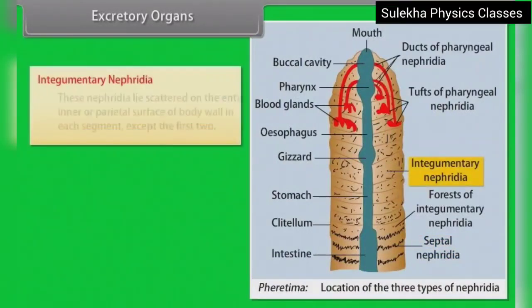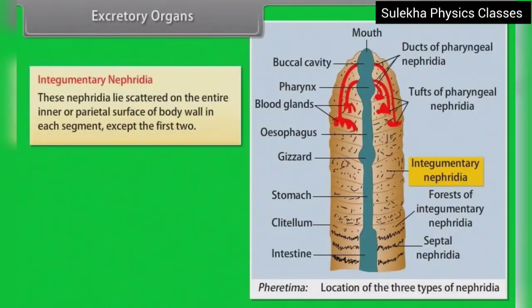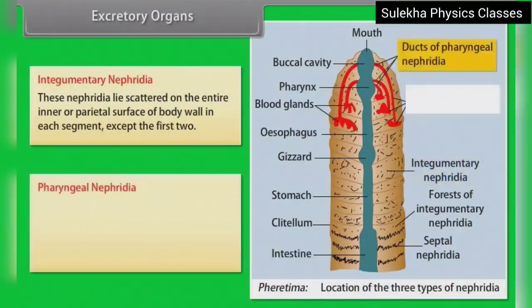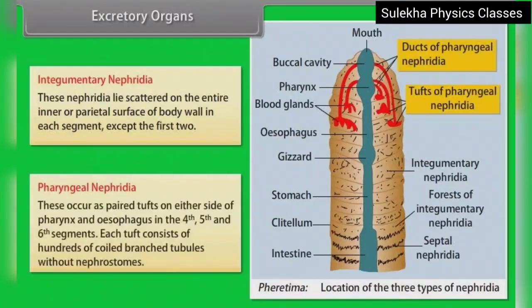Integumentary nephridia. These nephridia lie scattered on the entire inner or parietal surface of the body wall in each segment except the first 2. Pharyngeal nephridia. These occur as paired tufts on either side of the pharynx and oesophagus in the 4th, 5th and 6th segments. Each tuft consists of hundreds of coiled branched tubules without nephrostomes.